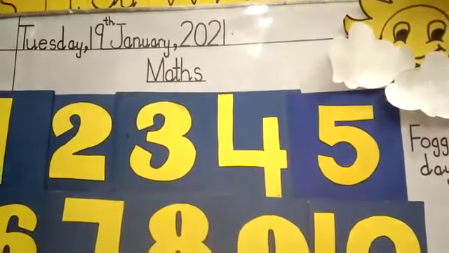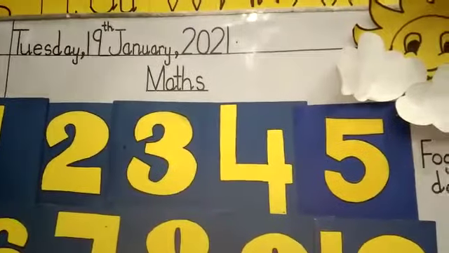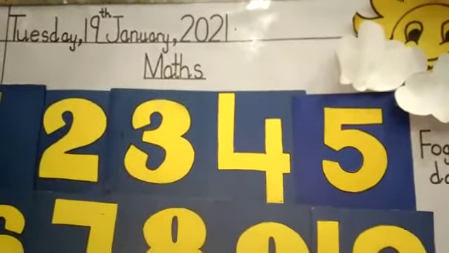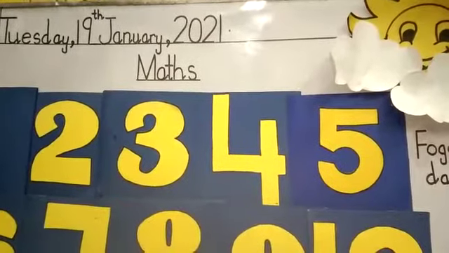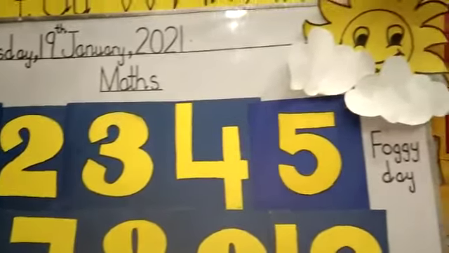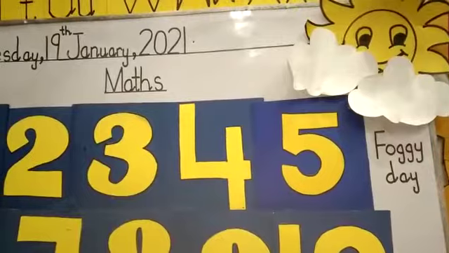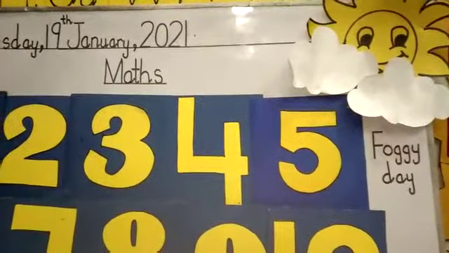Okay, class, tell me what is the day today? Today is Tuesday, and which date today? 19th of January 2021. What is the weather like today? Foggy day. Today is foggy day.